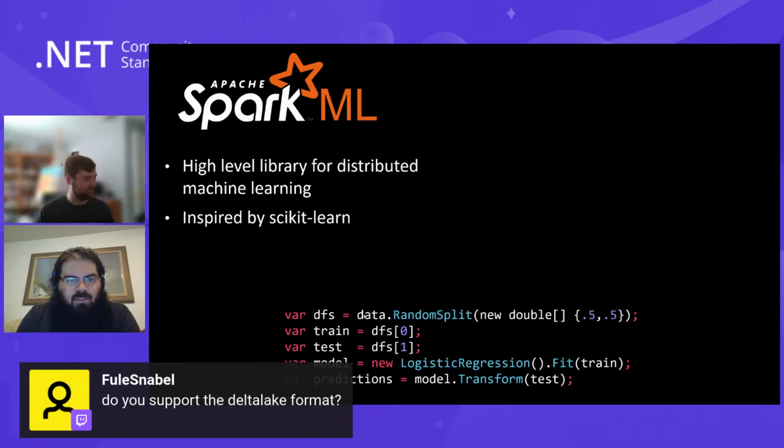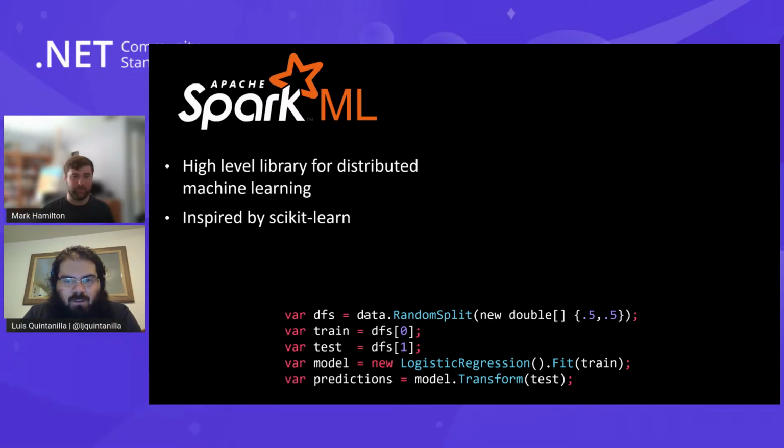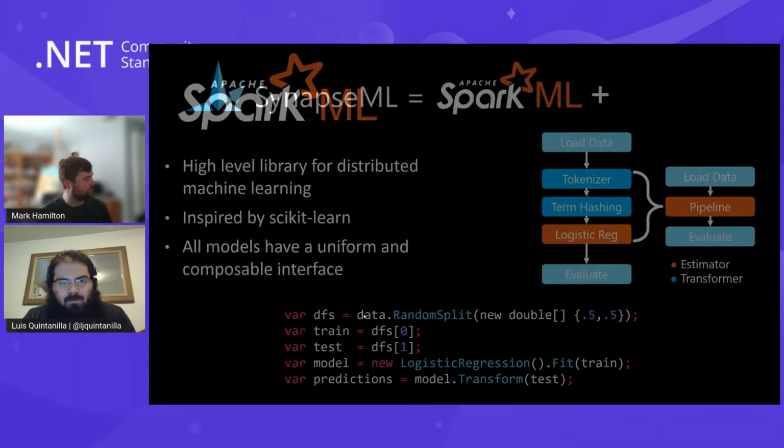Gotcha. And I believe the answer to this is yes, right? That the .NET for Apache Spark supports Delta Lake. Yes. Yep. Cool. Awesome. Okay. Well, keep the questions coming, folks. But in the meantime, Mark, would you like to continue?